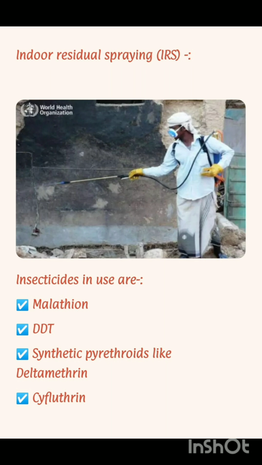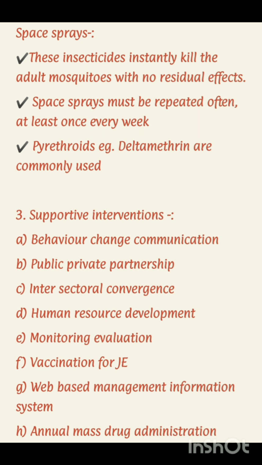Now, indoor residual spraying, the insecticides in use are malathion, DDT, synthetic pyrethroids like deltamethrin, and cyfluthrin. So, these are the different chemical insecticides which we can use for the indoor residual spraying. What are the space sprays? These insecticides instantly kill the adult mosquitoes with no residual effects. The space sprays must be repeated often, at least once every week. Pyrethroids, for example deltamethrin, are commonly used.